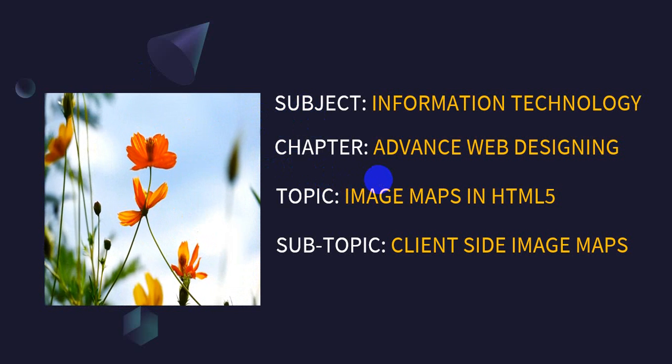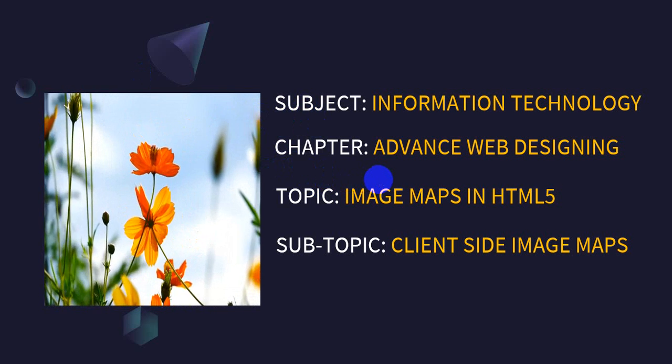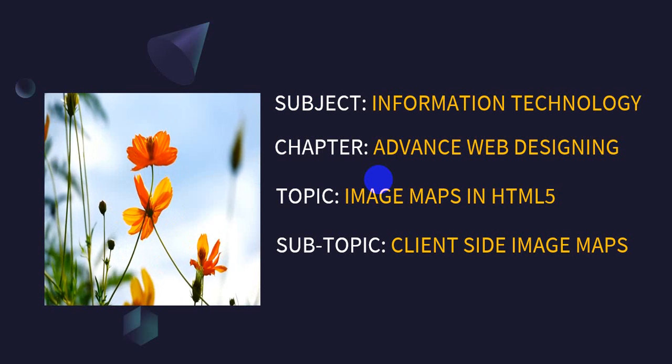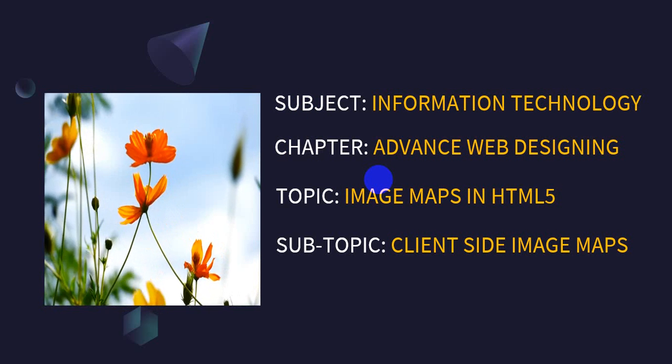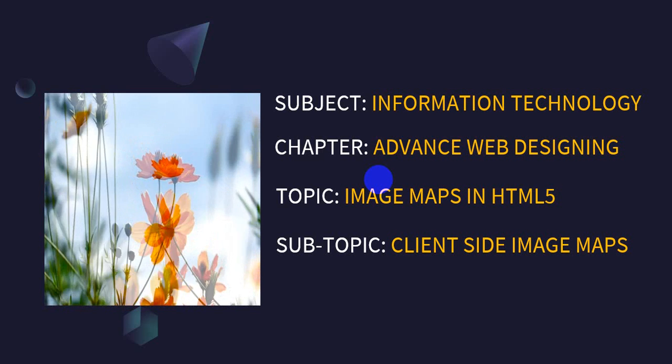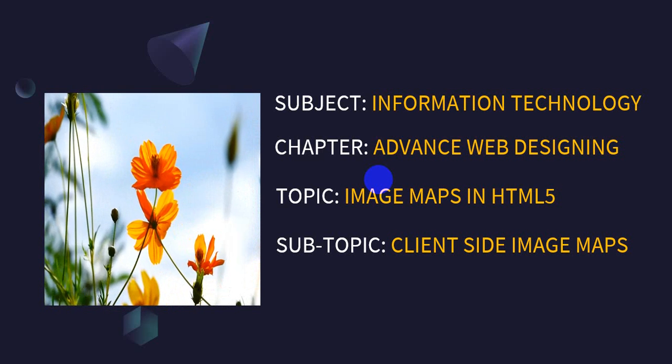Creating multiple hotspots: hotspot means a clickable area where you can click and a web page will open. So creating multiple hotspots on your image is called image mapping.